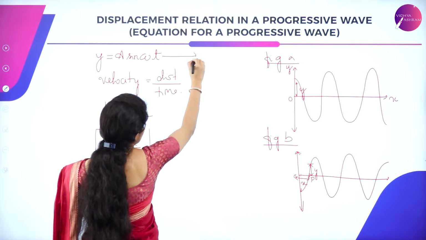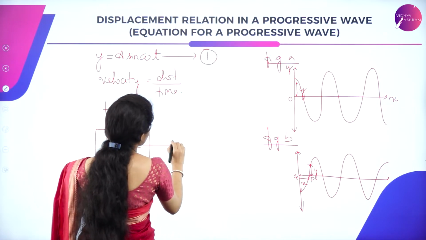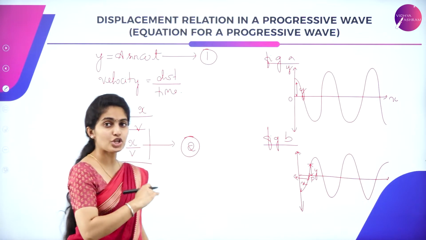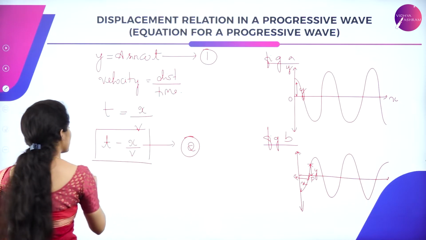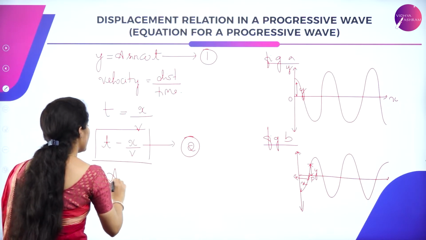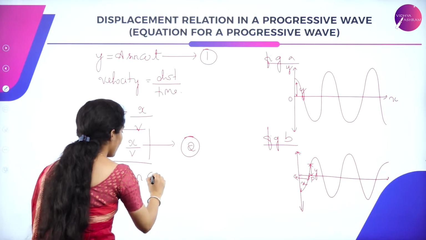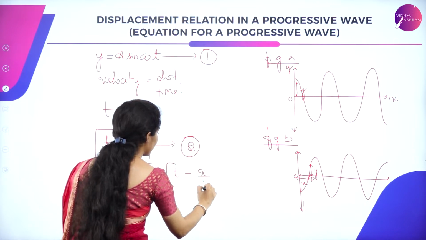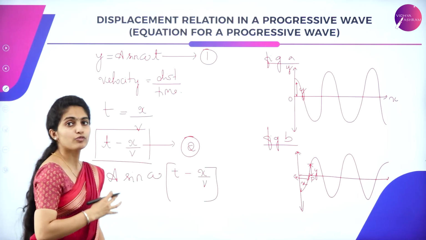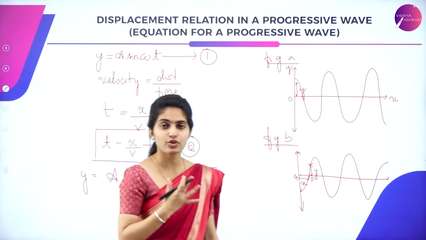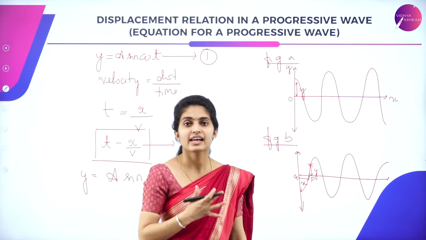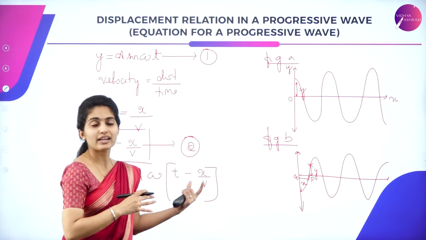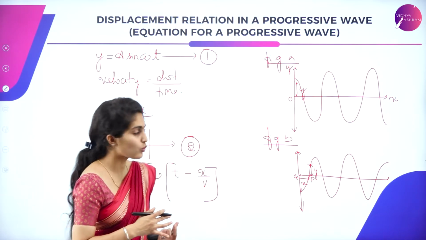So this can be equated. This is equation 1 and this is equation 2. You can substitute equation 2 in equation 1. You will get y is equal to a sine omega, and what is the value? t minus x by v. Now we are considering the vibration of the particle at t minus x by v, that is when the particle is at the position O. So that gives you the displacement of a progressive wave.